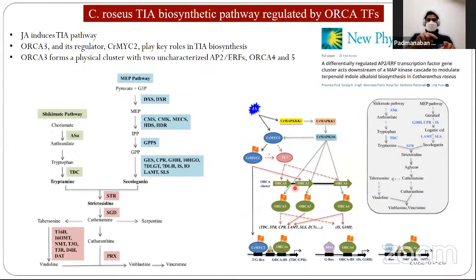Once activated, they keep inducing the activity of other transcription factors, which in turn produce the enzymes involved in production of strictosidine, tryptamine, anthranilate, and loganic acid, cyclolaganin, which are the precursors for the end product, the vinblastine and vincristine.